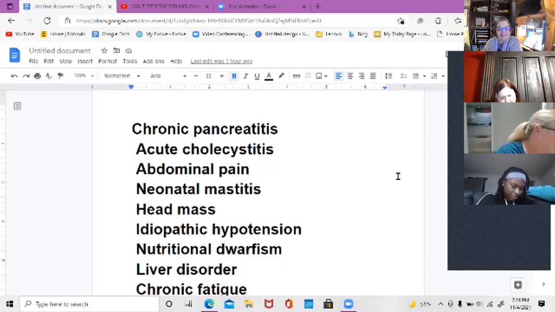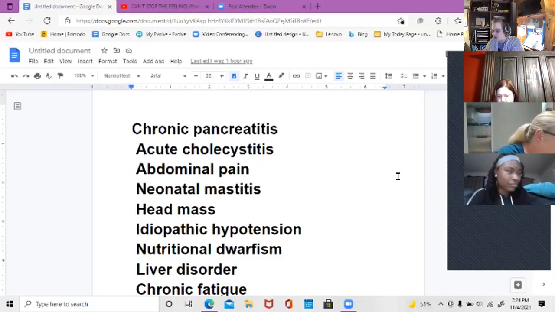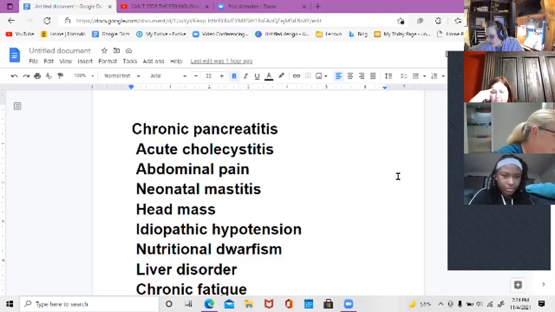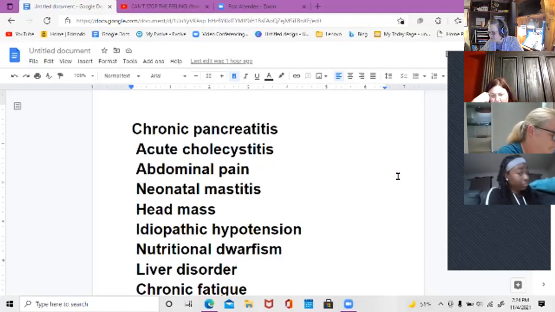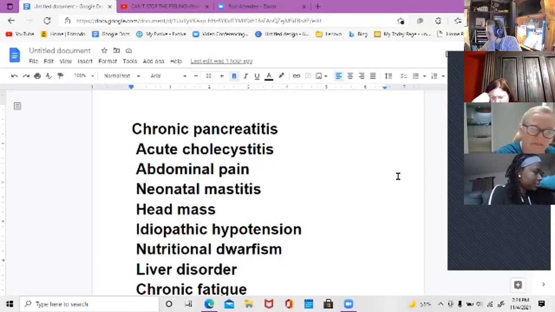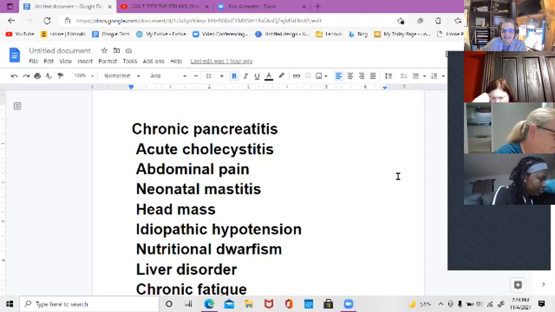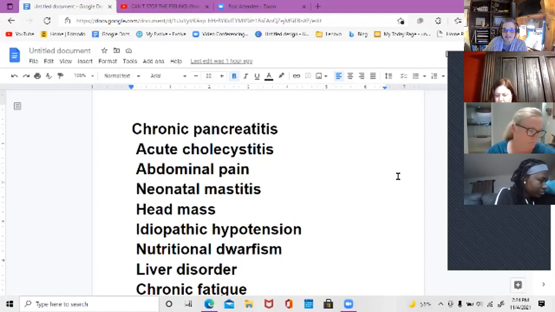It's hilarious. Okay, so nutritional dwarfism. I've never heard of that before. Me neither. That's one of the things I love about ICD-10 coding, the diagnosis, because some of it is very interesting to me.